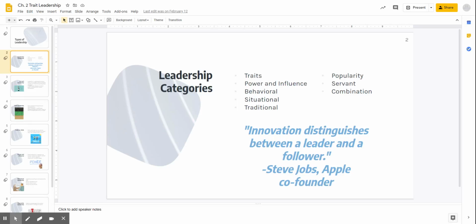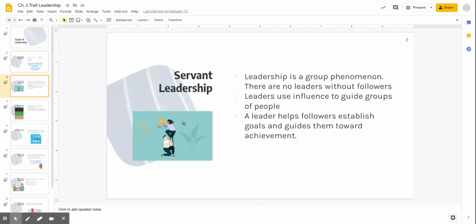What are the different categories you could be involved in if you're considered a leader? Some of those categories are traits, power and influence, behavioral, situational, traditional, popularity, servant, or a combination of all of them, because sometimes you have a combination. The rest of the slideshow is really just defining what these different ones are. When we meet back in class, we'll talk more about how they interact within our business setting. The first one we'll talk about is servant leadership.